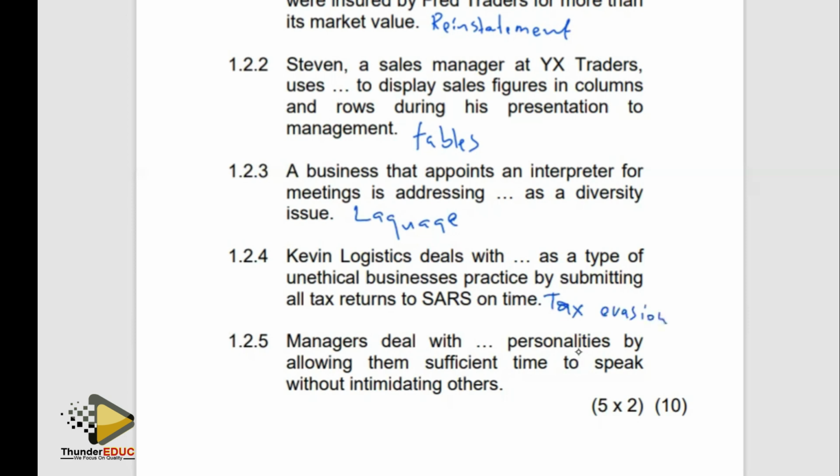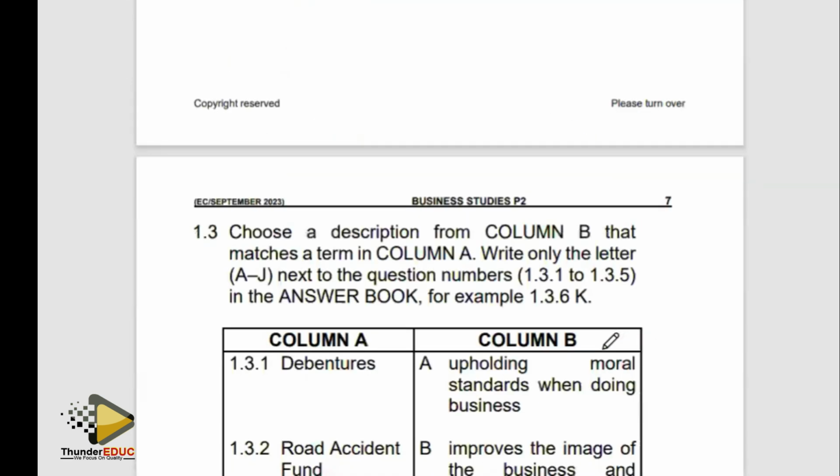The next question in this regard is going to be 1.2.5. Managers deal with dash personalities by allowing them sufficient time to speak without intimidating others. So now this is nothing but aggressive. Aggressive is our appropriate answer in this regard. Okay, right. So now let's move on to 1.3.